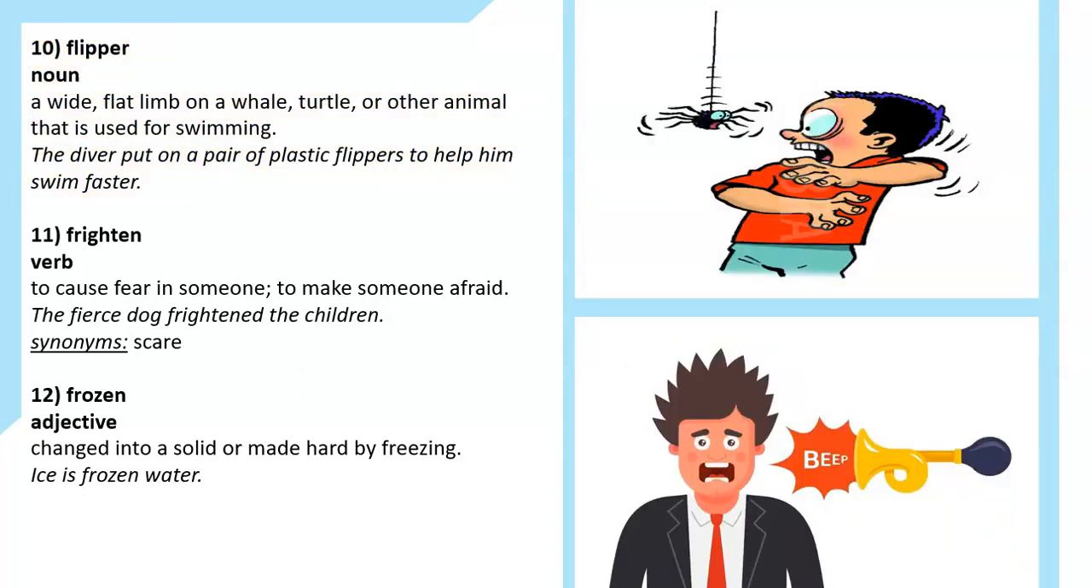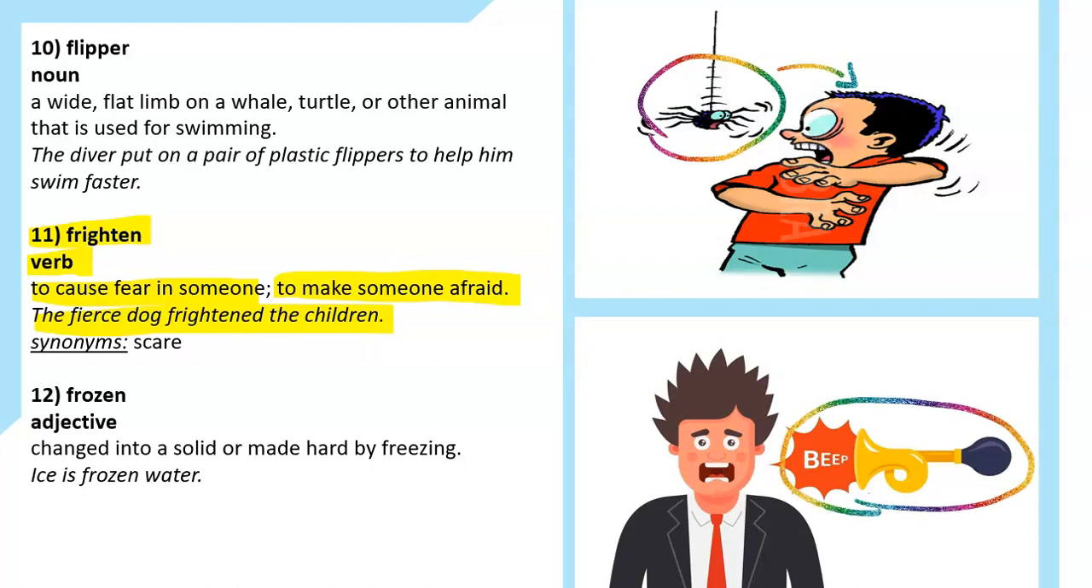Our next word is frighten. Frighten means to cause fear in someone, to make someone afraid. For example, the fierce dog frightened the children. Or the spider frightened the boy. The spider made the boy scared. Or the loud sound made this man scared, so we can say the loud sound frightened the man.